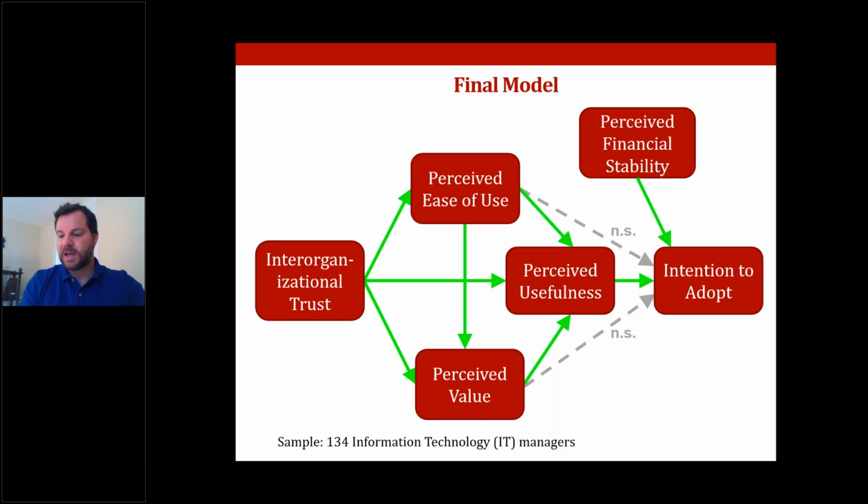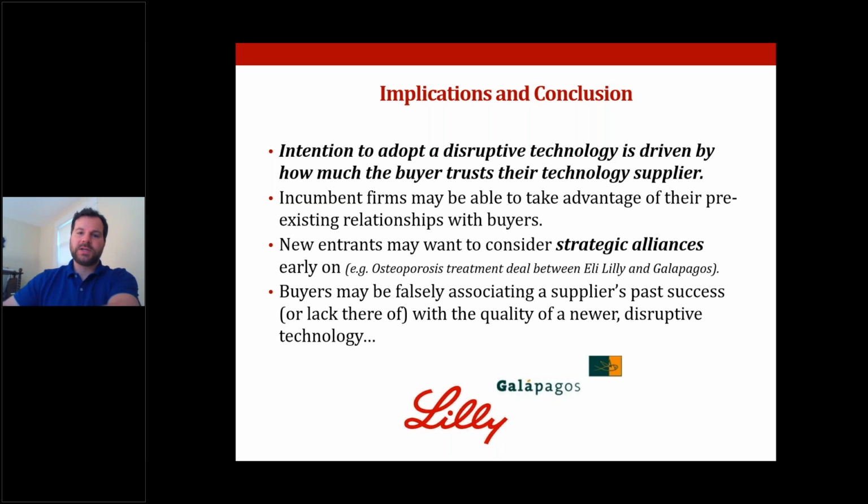What buyers end up saying is that, even though this is really a different technology than what we've been using for the last 10 years, we're still going to rely on our trusted tech suppliers, and that's going to influence our views of a new technology. So what does that mean? Well, intention to adopt a disruptive technology is driven by how much the buyer trusts the tech supplier. So incumbent firms can actually take advantage of this, even though they tend to be a bit slower when introducing new products. So what can new entrants do, considering that they might not have this advantage of built-up relationships? Well, they can create strategic alliances. This actually works out well for both the incumbent.